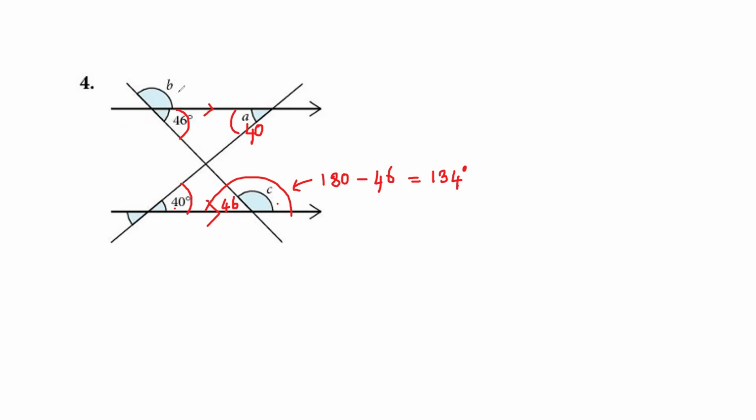And the same thing will be here, right? This is also 134 degrees. So here A is 40, B is 134. Likewise, C is also 134.